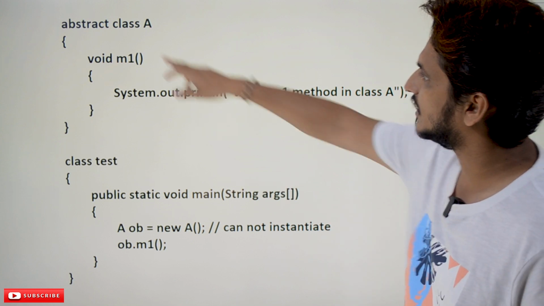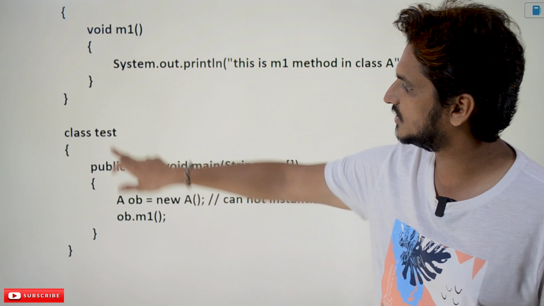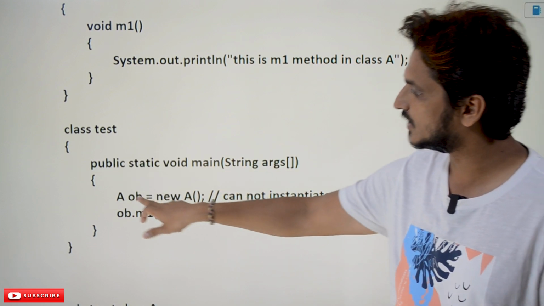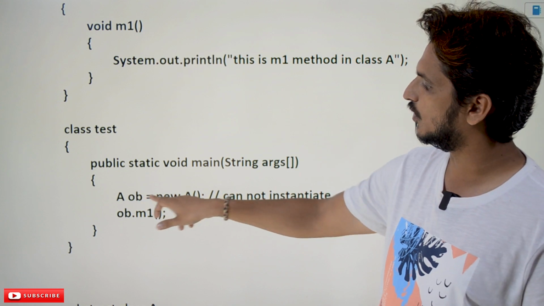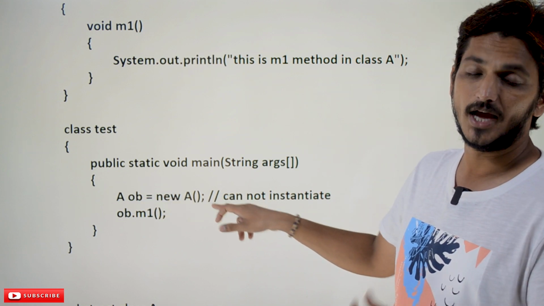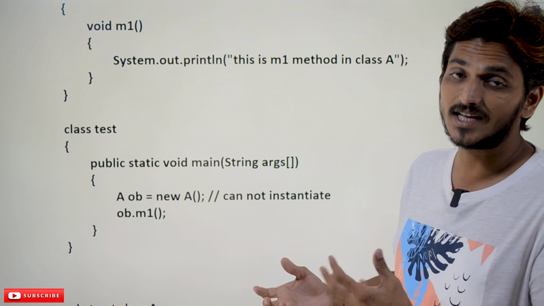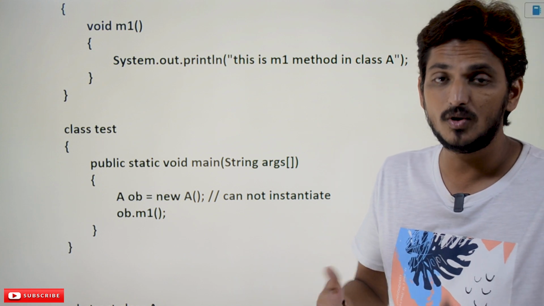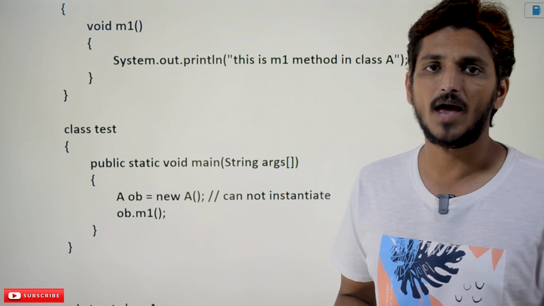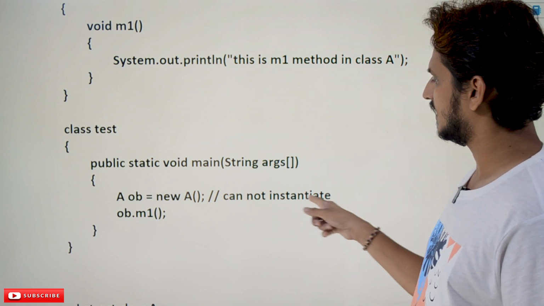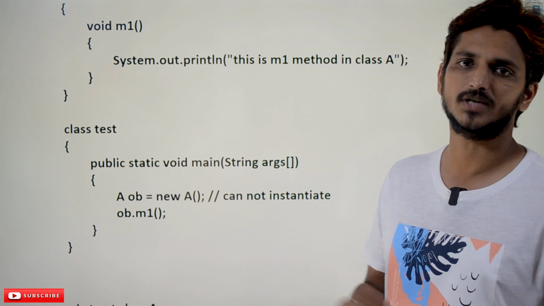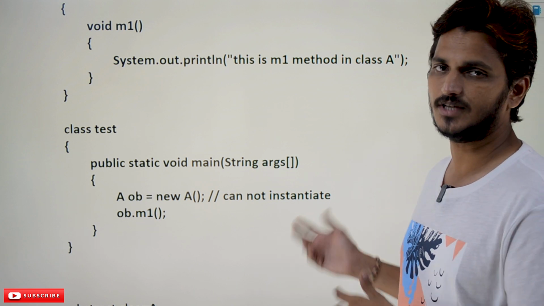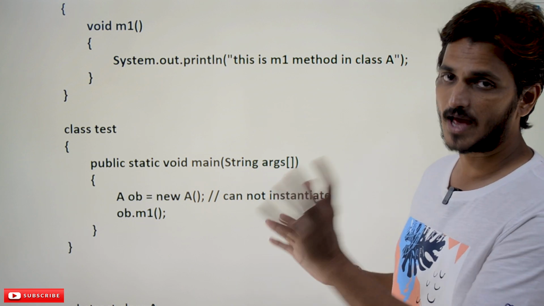So let's try to understand class A. Suppose in class Test, public static void main, we are going to create an object for class A. A ob = new A(); It is not going to execute because A is an abstract class. We are not able to create an object for the abstract class. We cannot instantiate. Instantiation means creating an object. That is the meaning of abstract class.